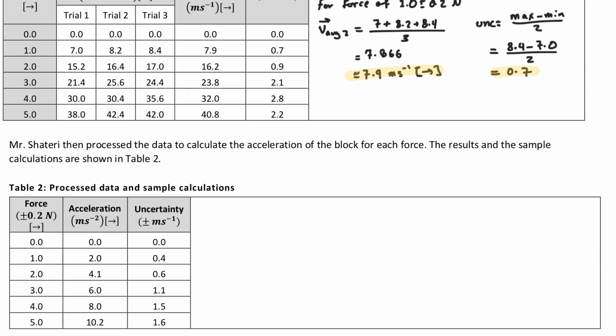I'll write in purple. And I need one sample calculation. And you get to choose which one you're going to do it for. So I'll do it for, let's say, the same one. Let's do it for a force of 1.0 plus or minus 0.2 newtons. I should have written my direction in the last one as well, so I'll do that here.